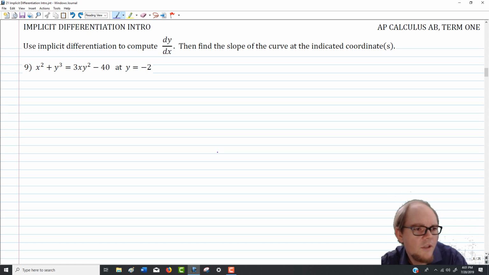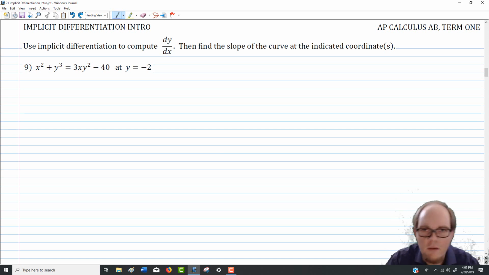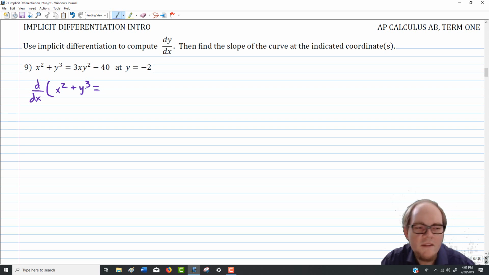So in here, we're told to use implicit differentiation to compute dy dx and then find the slope of the curve at the indicated points. So we eventually want the slope at a given point. So we'll deal with that when we get there. It's like we'll cross that bridge when it arrives. So to start with, we're going to differentiate with respect to x this entire equation. And on the left side, I see it's pretty simple. We have x's and y's separated in there. They're not on separate sides, but they are separate, so it's going to be easy to just differentiate each term using the power rule.